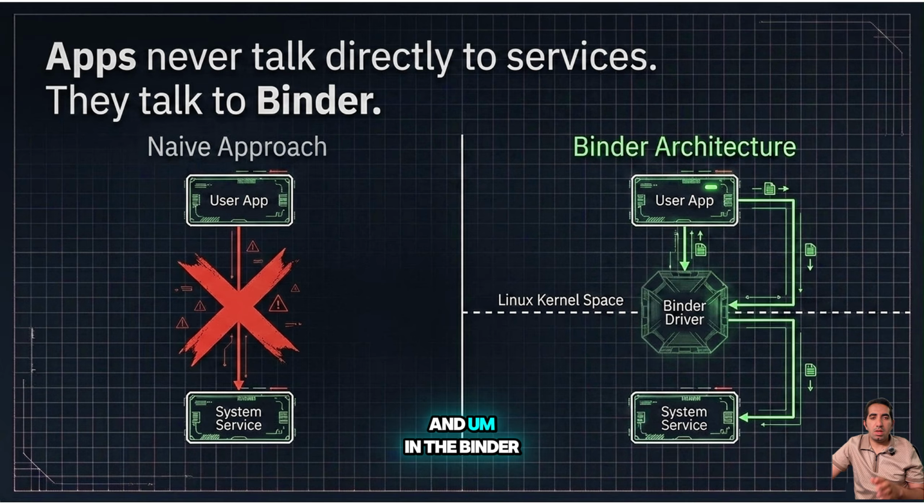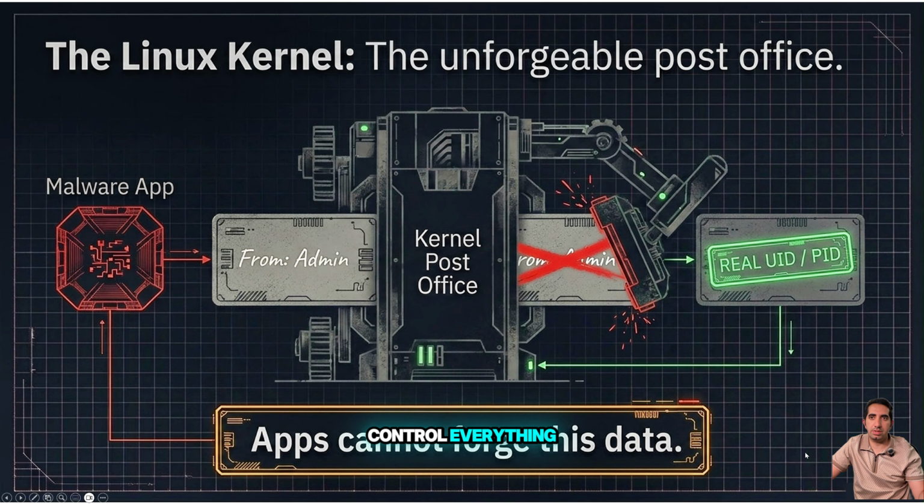And in the binder architecture, the Linux kernel space sits in the middle. So every request an app makes to a system service must pass through the binder driver in the kernel, which acts like the ultimate mediator, I call it. As you can see, in the naive approach the user app can just directly call the system service, but in the binder architecture, there is a binder that controls everything.